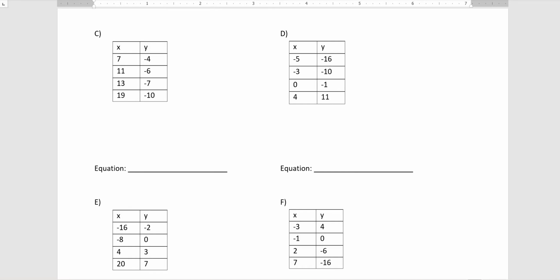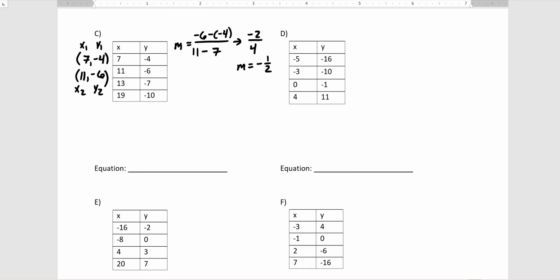Try C and D. All right, so looking at C and D, I'm going to pick a couple points here that we can work with. Let's use 7, negative 4, and 11, negative 6. So we'll say this is x1, y1, this is x2, y2, and we'll say that slope equals y2, negative 6, minus y1, minus negative 4, over x2, 11, minus x1, 7. Negative 6 minus negative 4 would become negative 6 plus 4, which is negative 2. 11 minus 7 is 4. Negative 2 over 4 would be negative 1/2.